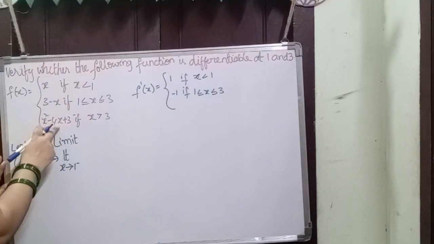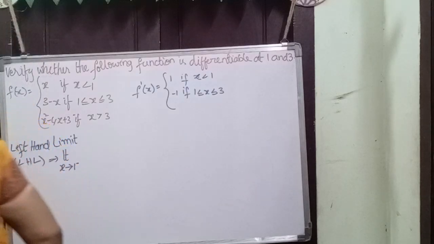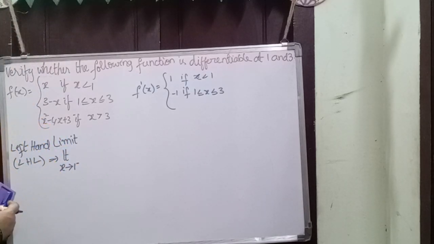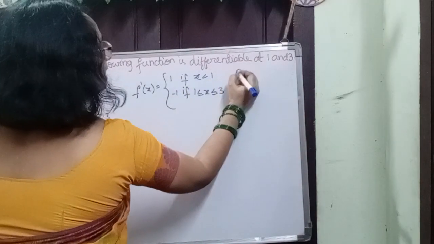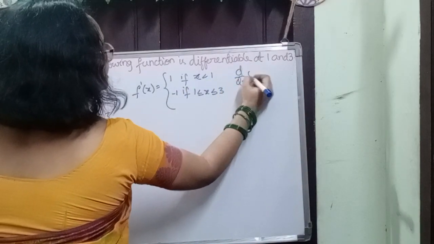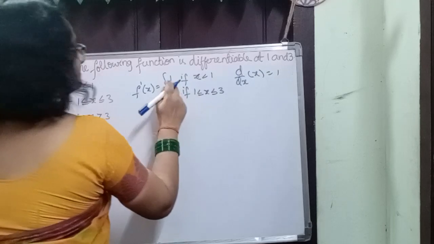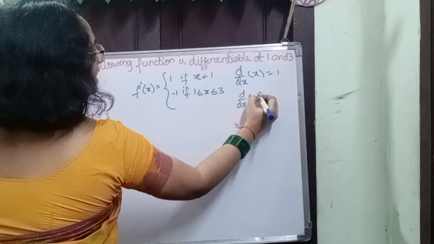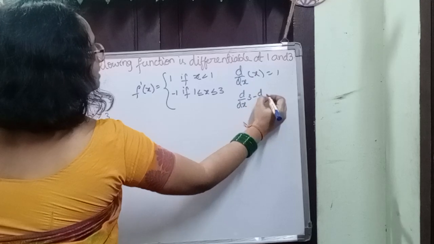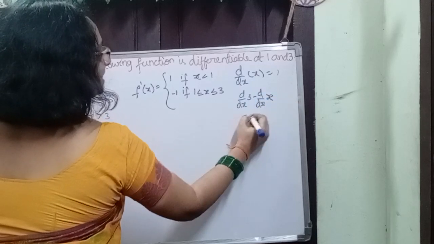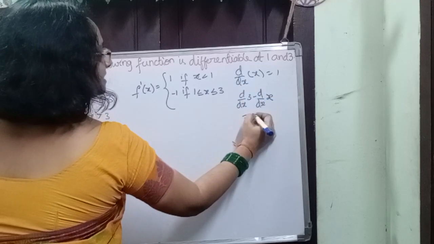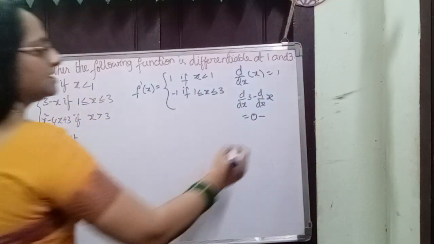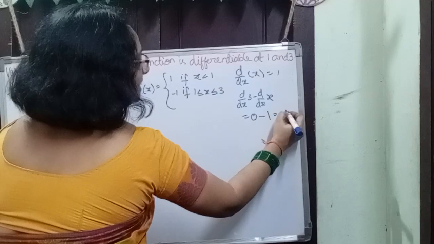Better, let us do the derivative here. d by dx of x equals 1, this is the first one. Next, d by dx of 3 minus d by dx of x. This is a constant, and d by dx of a constant is 0, minus d by dx of x is 1. So you will get minus 1.